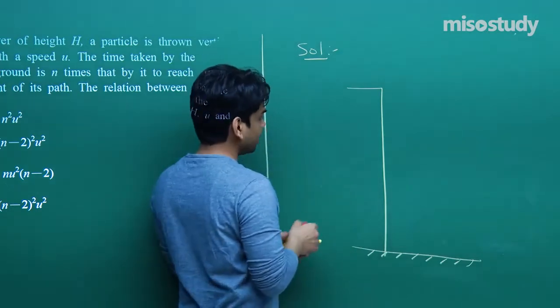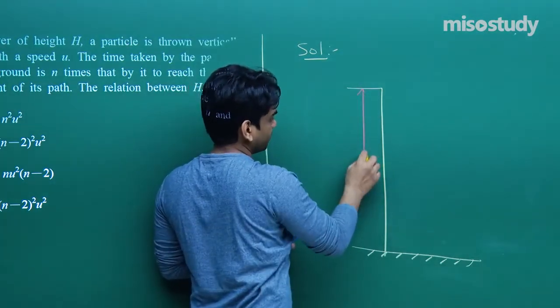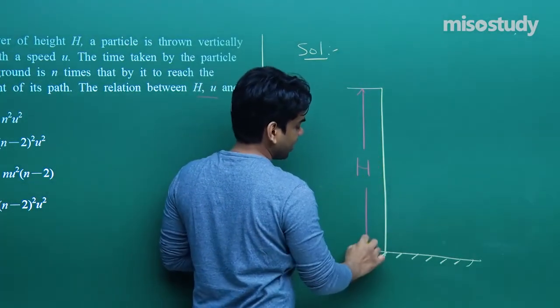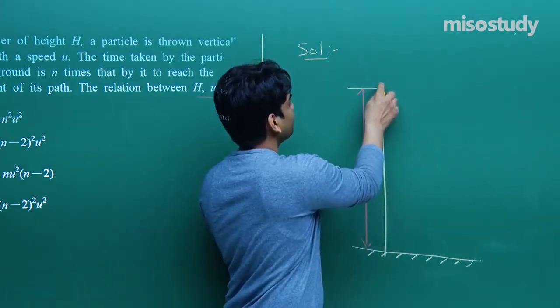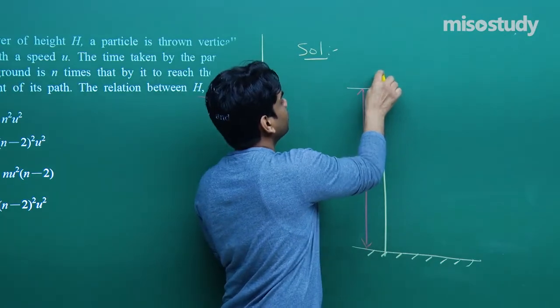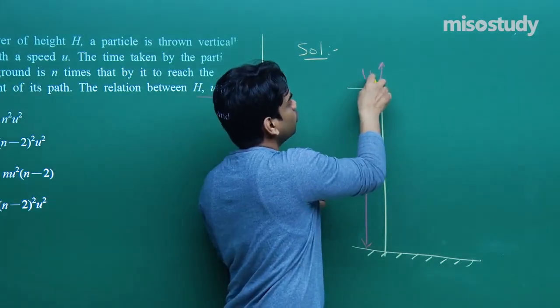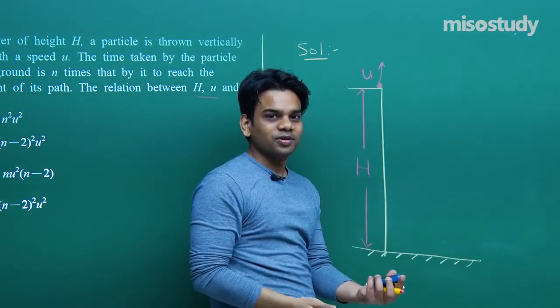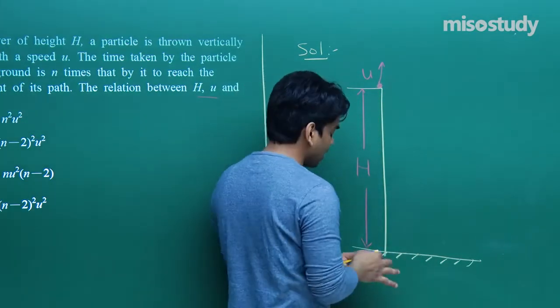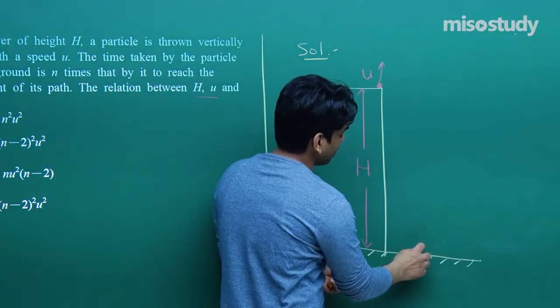Let's say this is the tower that we were looking for. Its height is h. Now what we have done, we have taken a particle here, thrown it with a speed u in the upward direction. What it will do, it will go up, it will come down. So it is traveling and finally hitting the ground somewhere here.